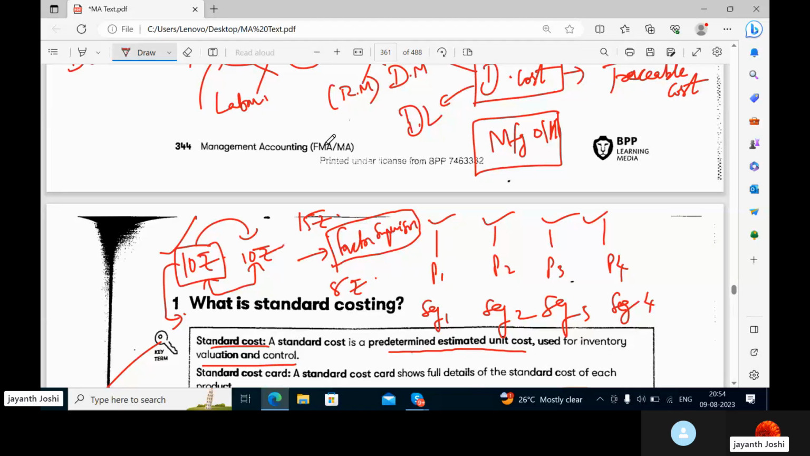First of all, the salary to the factory supervisor is a manufacturing cost. It is called manufacturing overheads. Why is it called manufacturing overheads? Because the factory supervisor is just supervising the production process, but he is not directly involved in the production process.